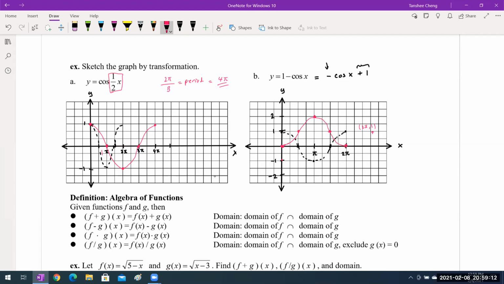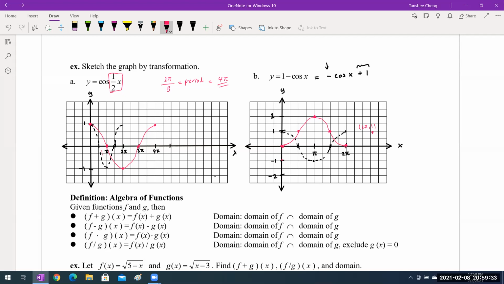Of the cosine graph, something looks like this. If you know how to draw cosine, sine, tangent, then secant, cosecant, and cotangent will be the same, right? Except what? It's going to flip it open.